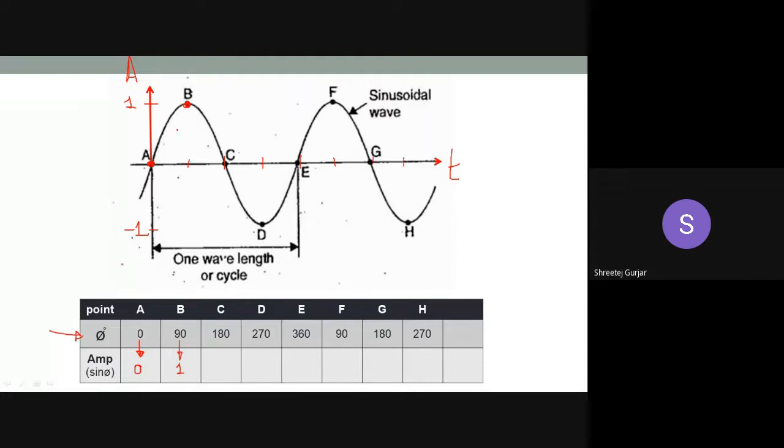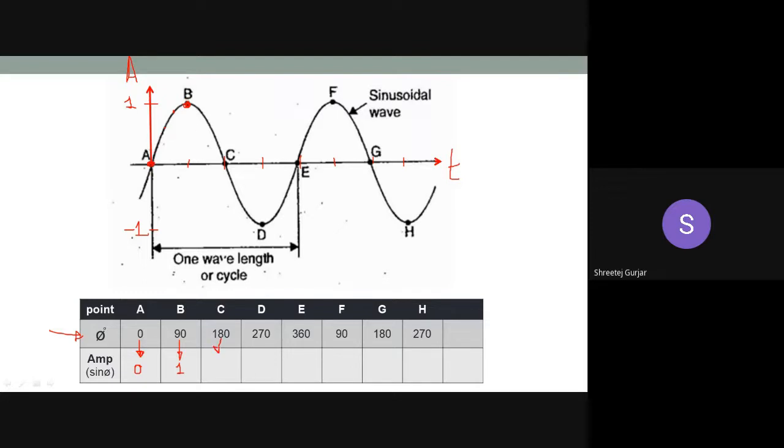I will join these two points. If you want any in-between point, you can substitute, for example sine 0.5, sine 0.75, and then join A and B. You will find that it is a curve. It is not a straight line.